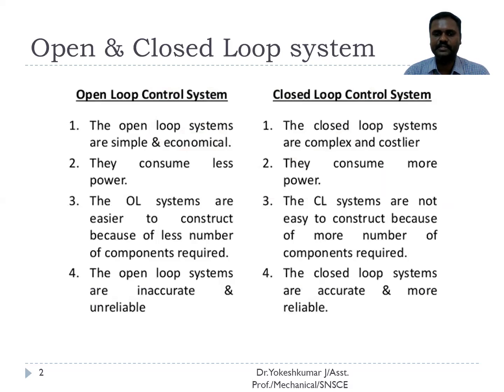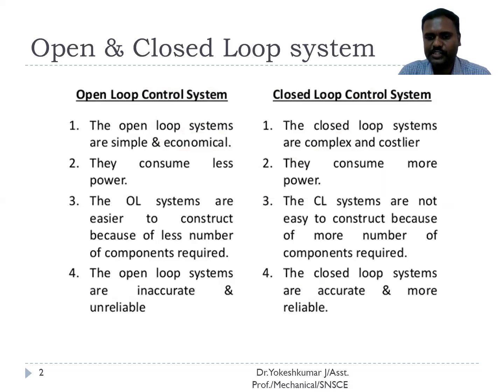The final difference is that open loop systems are inaccurate and unreliable. Why is it inaccurate? The output of the process being controlled cannot be compared with the input variable, so we have no control over the output variables. We just give the input signal, and based on that the output parameters vary, but we cannot measure or accurately control the output variable based on the input, and it is unreliable many times.